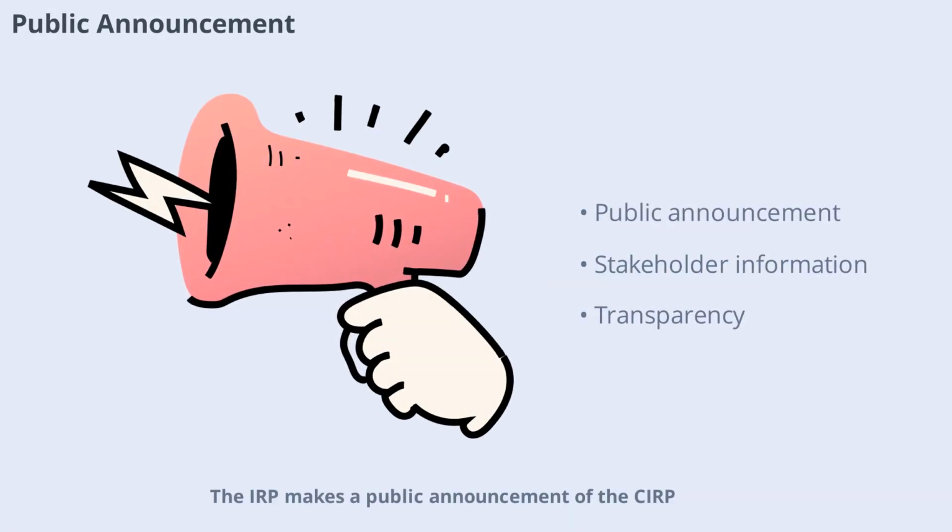IRP makes a public announcement of the CIRP, detailing essential information for stakeholders. This announcement includes the name and address of the corporate debtor, authority of incorporation, last date for claim submission, details of the IRP, penalties for false claims, and the closing date of CIRP. Public announcements ensure transparency and allow stakeholders to participate in the process.